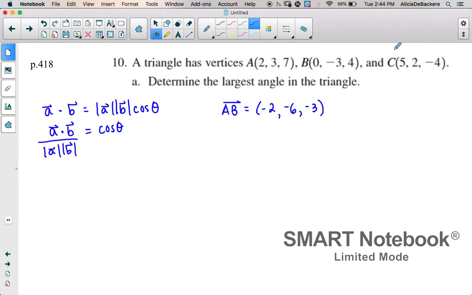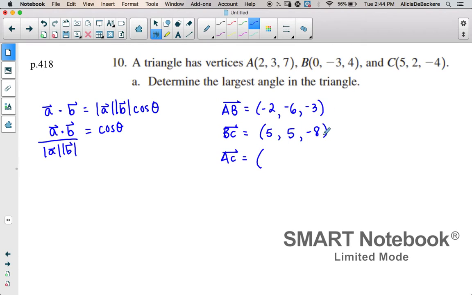And then I'm going to do B to C and A to C. I'm going to have to worry about matching up the heads, but that's okay. So I'm going to go B to C. So that's 5 minus 0 is 5. 2 minus -3, that's also 5. And -4 minus 4, so -8. And then I'm going to do A to C.